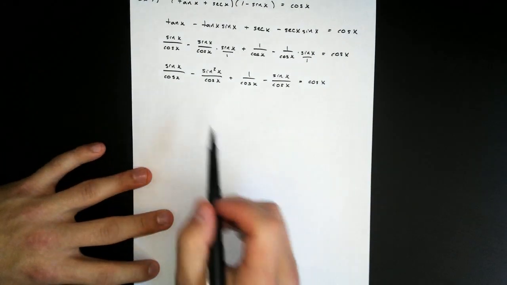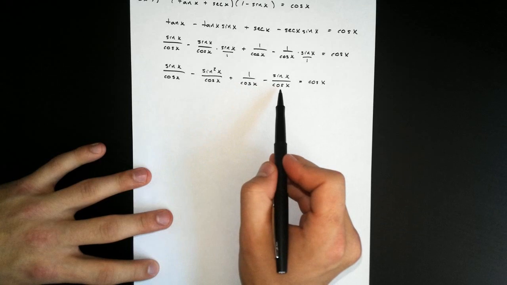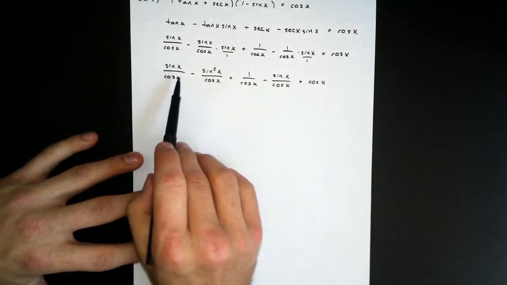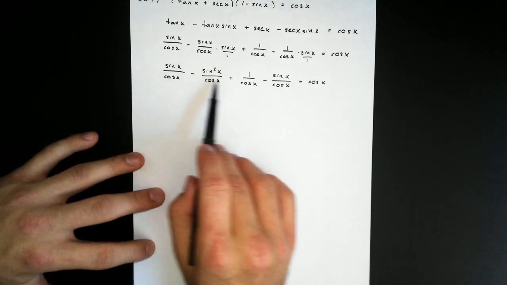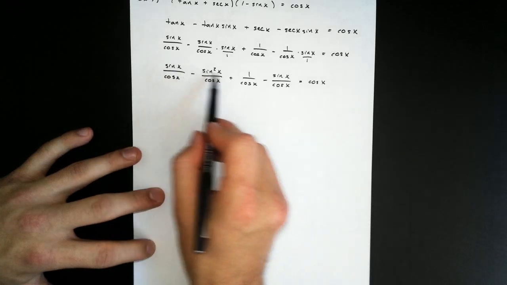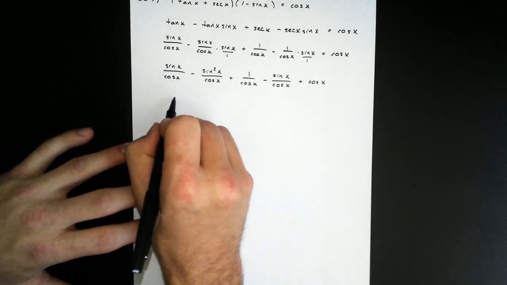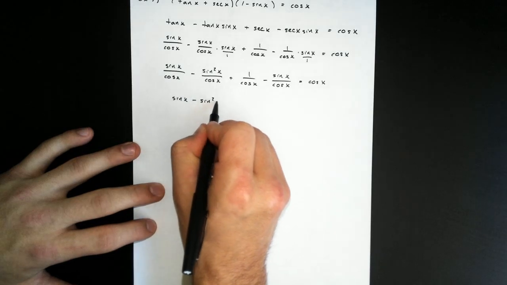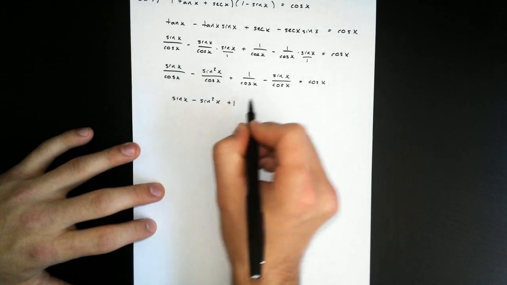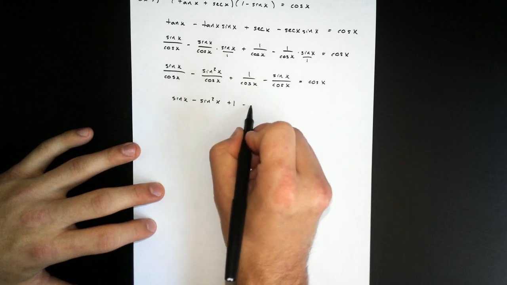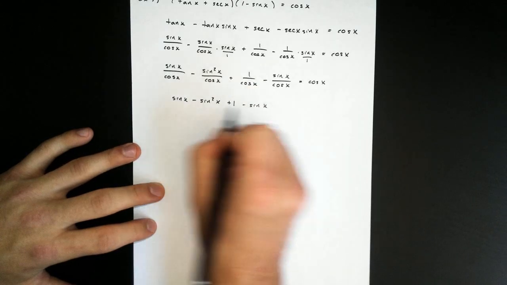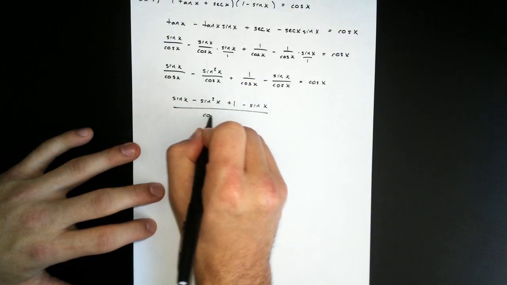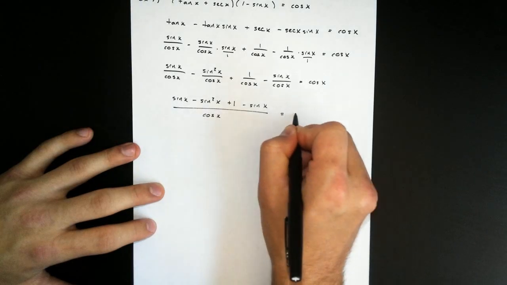So that works out nice because now all of these fractions, we already have that common denominator. So all these fractions, the denominator is cosine. So we can combine all the numerators together. We have sine of x minus sine squared, and then plus 1, and then minus the sine. And that is all over the cosine of x.